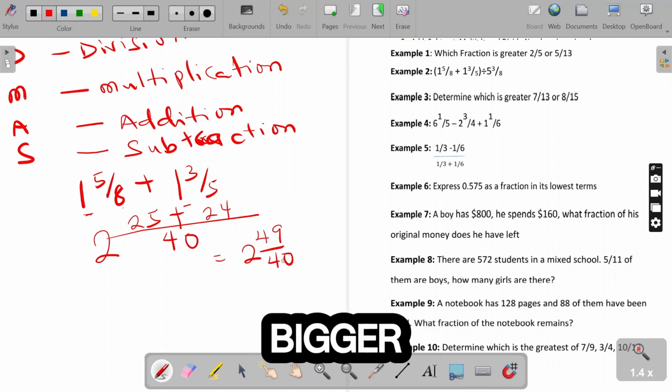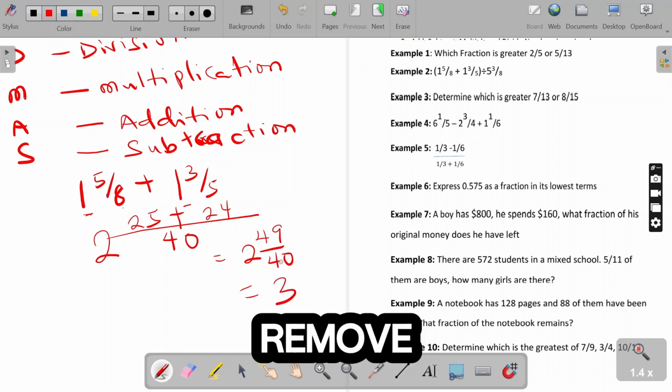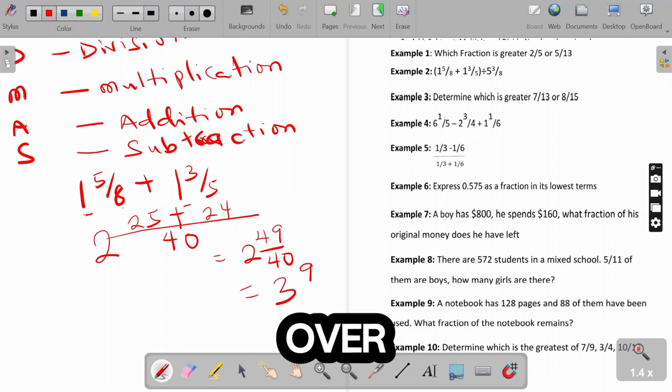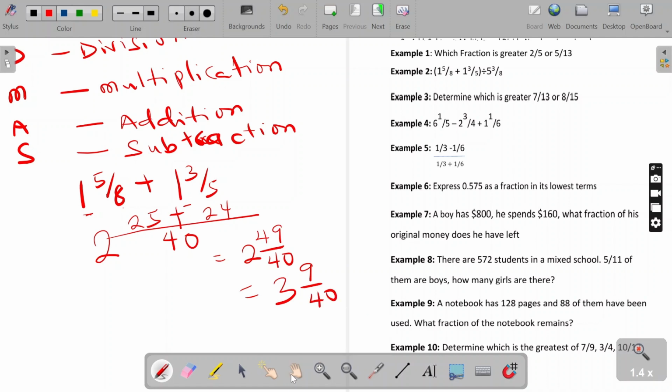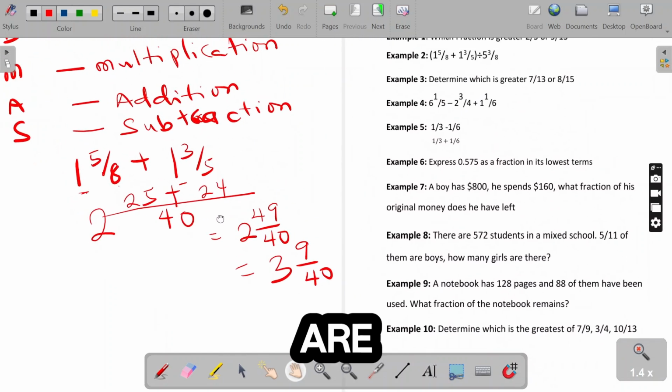49 is bigger than 40. How many 40 can we find in 49? We can find it once. Because it can go once, we add 1 to 2, and that will give us 3 whole number. If I remove 40 from 49, I'll be left with 9 over 40. So that solves that. We are not done with the question yet. So now we have 3 whole number.